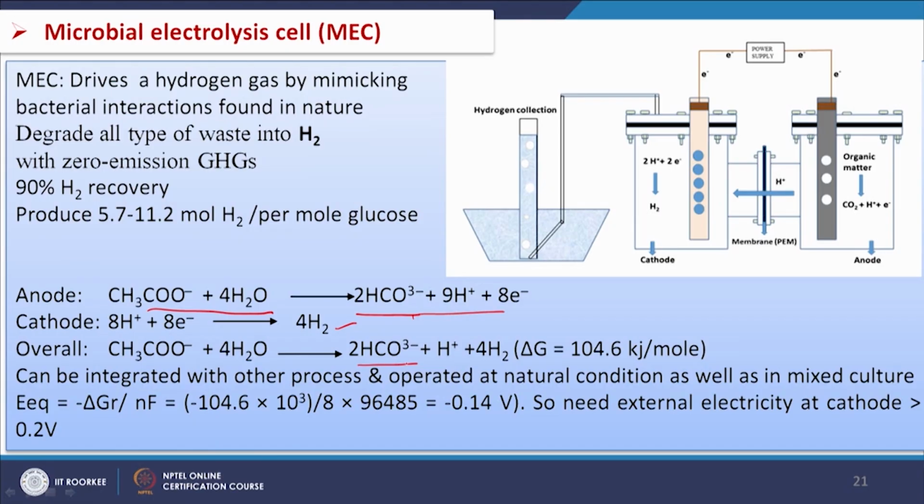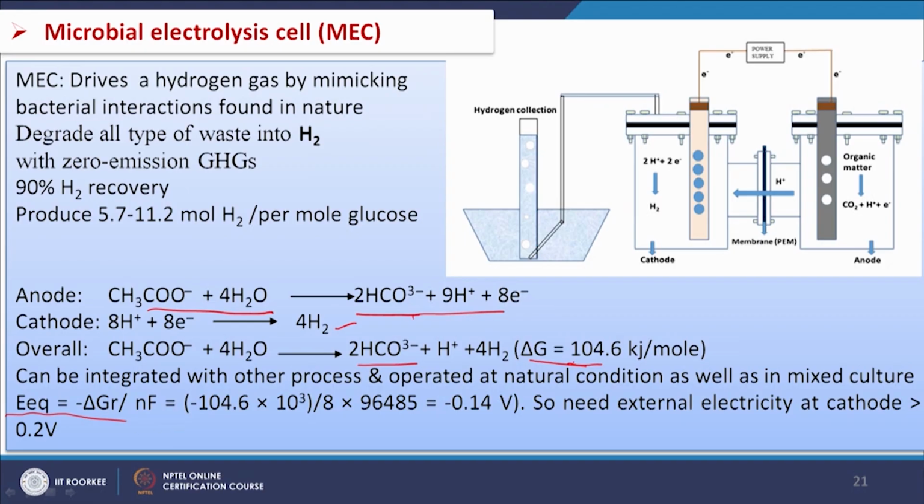And then the overall reaction is this one. In this overall reaction we get 4H2, with delta G equal to 104.6 kilojoule per mole, and this can be integrated with other processes and operated at natural conditions as well as in mixed culture. And then the equivalent voltage is equal to minus delta G R by nF.